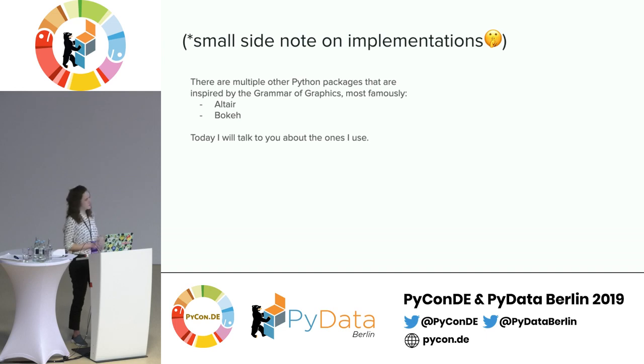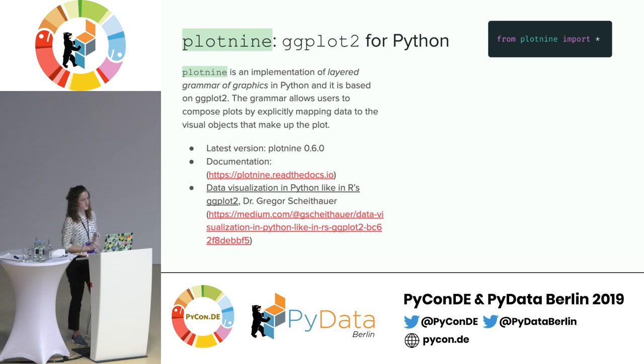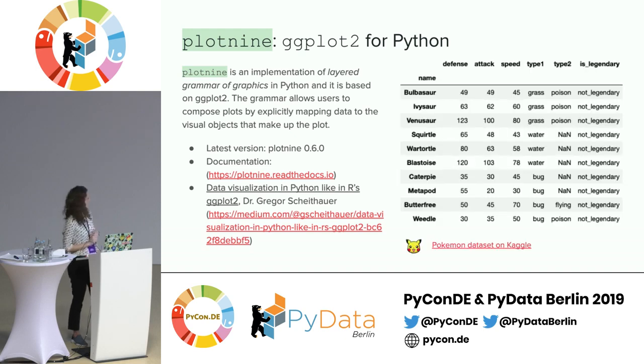But today I'll talk to you about two other packages that I actually personally use. And maybe we'll just try to uncover how the grammar of graphics reveals itself there. The first one is Plot9. Plot9, especially for someone coming originally from R like me, is really neat because it's a direct implementation of ggplot and the ggplot syntax in Python. So with Plot9, you just pip install plot9, from plot9 import everything, and then use the usual ggplot syntax. And I will explain in a second how everything maps.